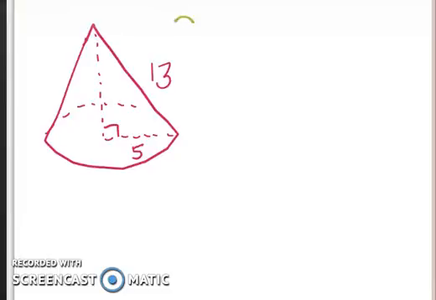Alright, surface area equals. This one's a little different. Surface area for this one is going to be pi r times L plus pi r squared. I just remember it's half of the circumference, so instead of 2 pi r it's just pi r, and then we need the slant height, plus pi r squared.